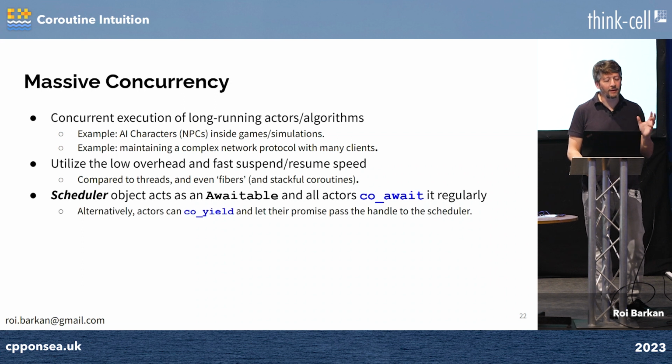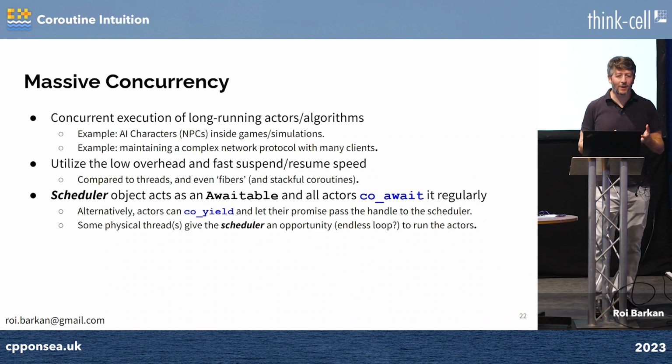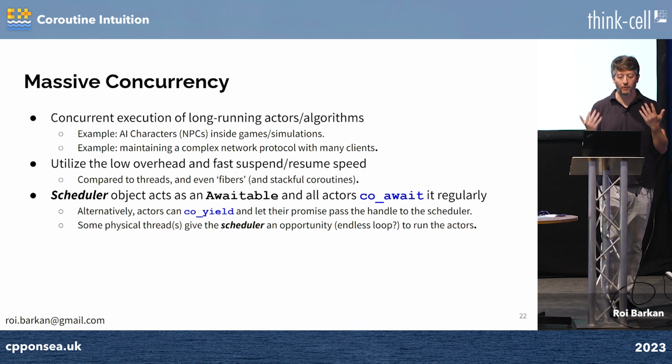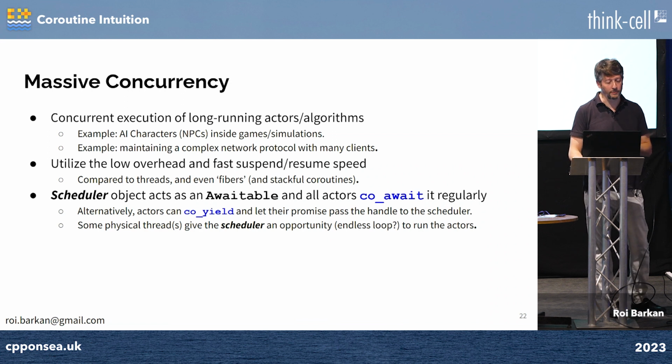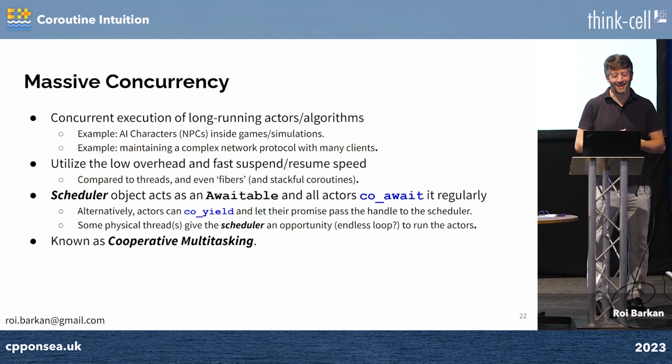Alternatively, the actors can co-yield and have their promise type communicate with the scheduler, so both methods are appropriate and you can find them in the wild. And you'll typically have some physical threads, either one or many, that will give the scheduler the opportunity to mix and match and do the context switching and actually run those actors on those physical threads. This scenario is many times called cooperative multithreading, or cooperative multitasking compared to regular multitasking.